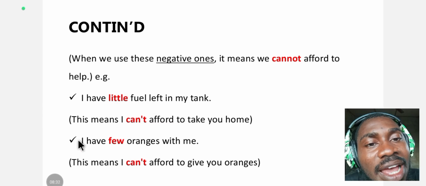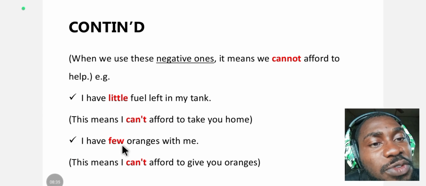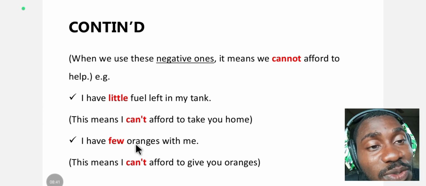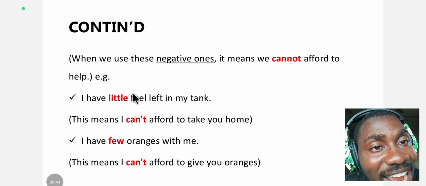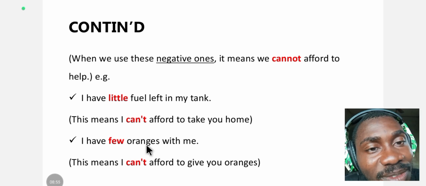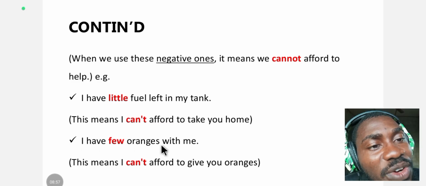Negative form. The second example we have here is I have few oranges with me. Notice that the few are used for countable nouns. The little are used for uncountable nouns. Can you see? Little used for fuel, uncountable noun. Few used for countable noun, oranges. So the example, I have few oranges with me.